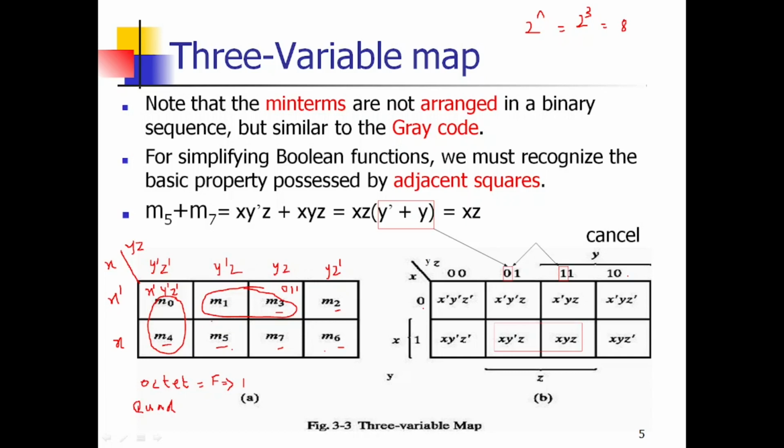right. And for corners, so for example m4 and m6, what will be the term we are going to obtain? So here consider first column and last column, fold the last column to sit on the first column, so that y dash plus y becomes 1, the remaining is z dash. So here the row variable is x, so x z dash is the term which is obtained for this column pair. Okay, so this is pair possibility in 3 variable K-map.